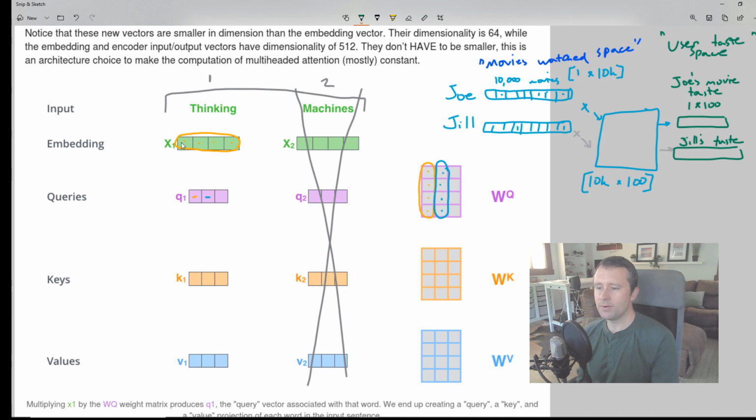So what we're doing really is we're taking the embedding for thinking, and we are projecting it into the queries space. We're projecting the thinking embedding onto this queries space, onto the keys space, and then also onto this values space. So these three vectors are still related to the embedding for thinking in some way, but they've been transformed to a different space, a different interpretation of the input vector. Okay, let's keep going.